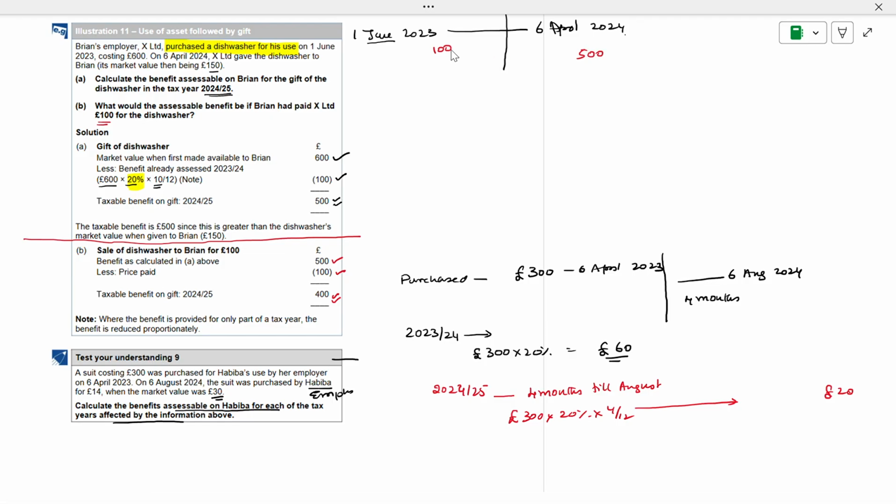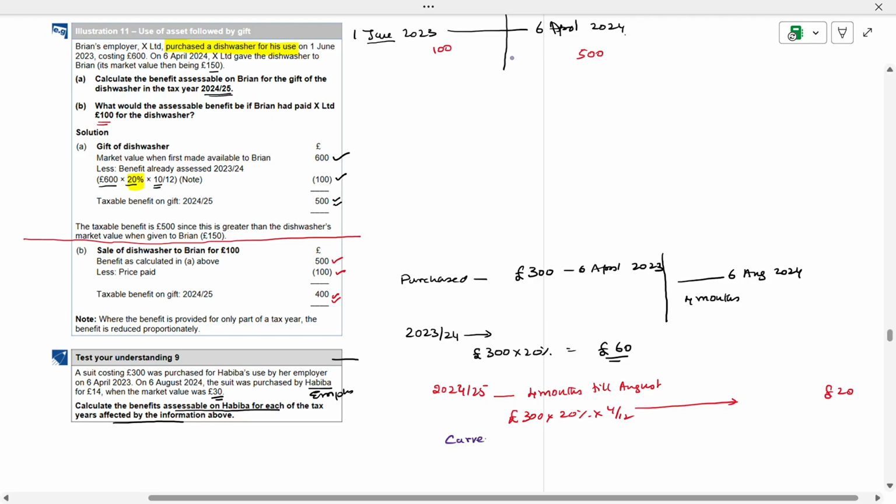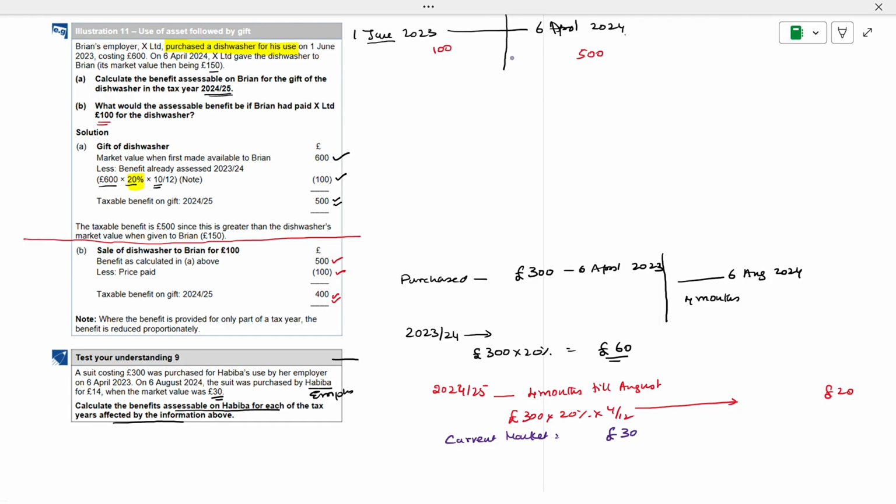What is the current market value they have said? Current market value is 30. Are you clear about this? Yes, sir. Okay, current market value is 30.